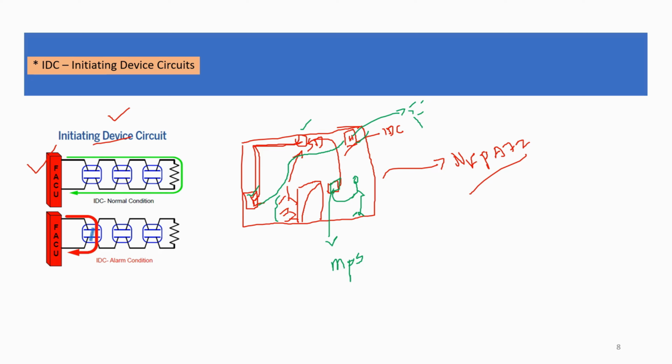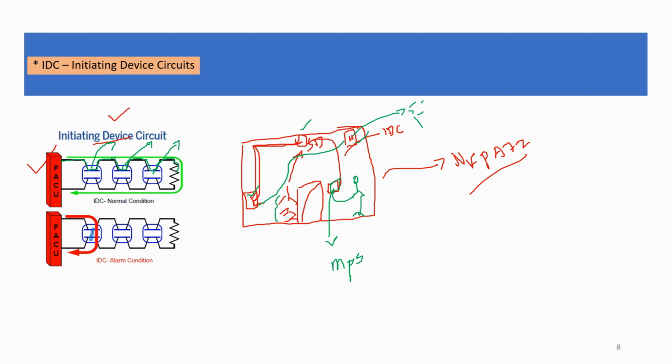Here you can see the circuit diagram. For example, consider this as a smoke detector, this as a heat detector, and this as a manual pull station. Basically the wiring will be in this particular way. The wire will go out from here itself, you can see, and it will be connected to the resistor and will go back to the fire alarm control unit.